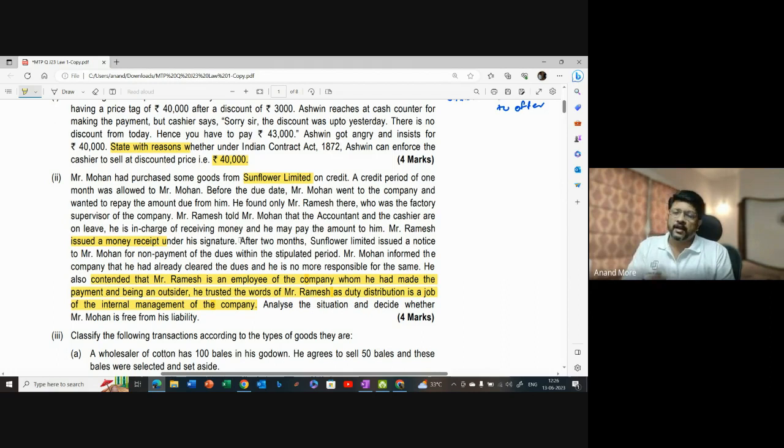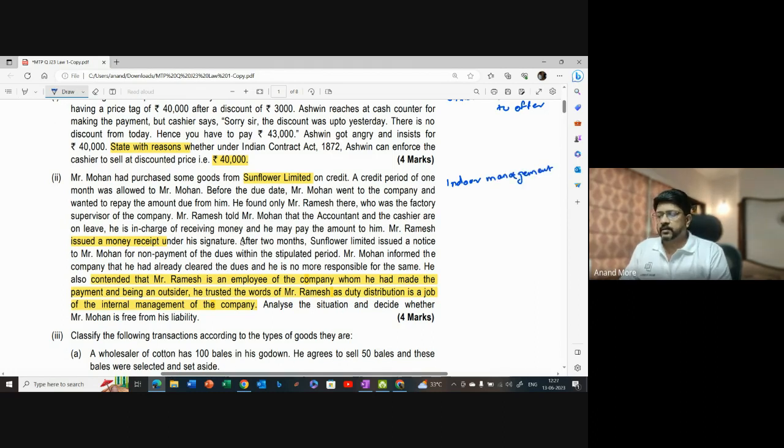In this case, it is obvious that the outsiders will not be protected from the internal management of the company. Outsiders are totally safe to assume that the company must have made a different arrangement. So in this case, Mr. Mohan is not at all liable. The doctrine of indoor management will come into picture. Don't forget to write in the facts of the case about indoor management.